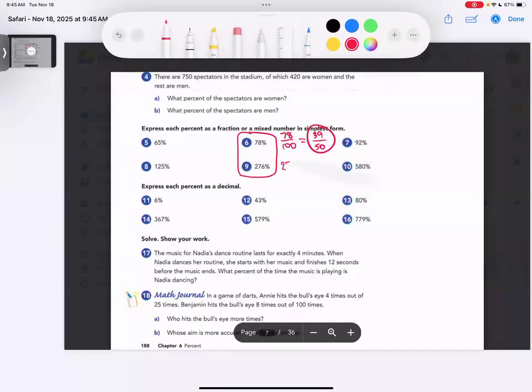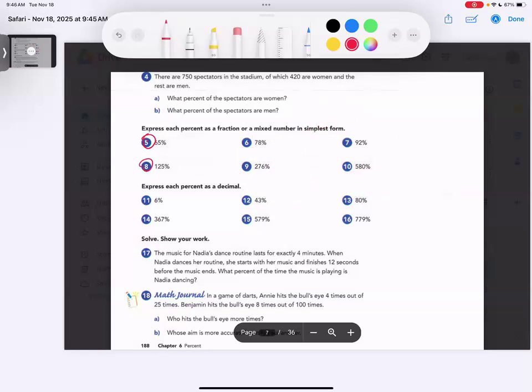276% is 276 over 100, which is 2 and 76 hundredths. And then I need to simplify that down. So I'm going to divide by 2. 2 and 38 fiftieths. And I can divide by 2 again. And I get 2 and 19 twenty-fifths. And that is going to be your most simplified version, okay? So you should be able to do these 2 based on the work-throughs that I've done for your other 2, okay? I'm going to erase some of this.